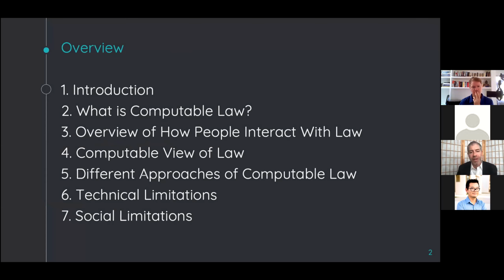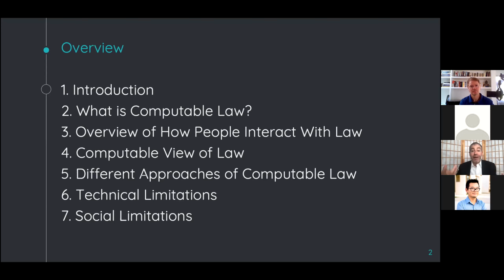So one of the distinctions I'm going to make in this talk is the distinction between technological limits, what today's technology can and can't do, where we might go, and social limits, which are limits, even if it were technically possible, where we might not want to have computable law for various social reasons, in terms of promoting the values of law that we hold dear, values such as fairness, equity, performative reasons. So those are really two distinct topics, which I'll try to tease out.